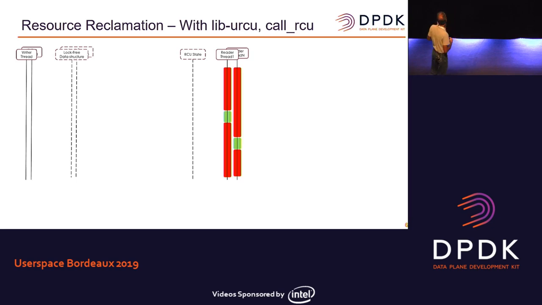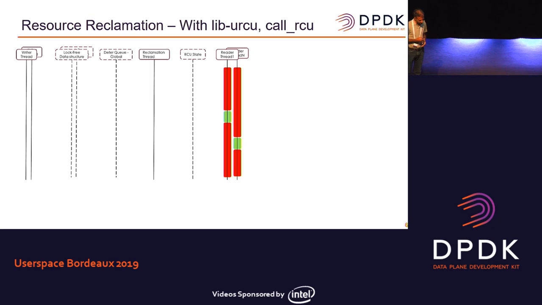So here again, we have got the writer thread, the lock-free data structure, the RCU state, and the readers. So according to call RCU, it introduces what's called a defer queue, and it's a global queue. It also introduces a separate reclamation thread, whose job is to wake up periodically and go to the defer queue and free up the resources.